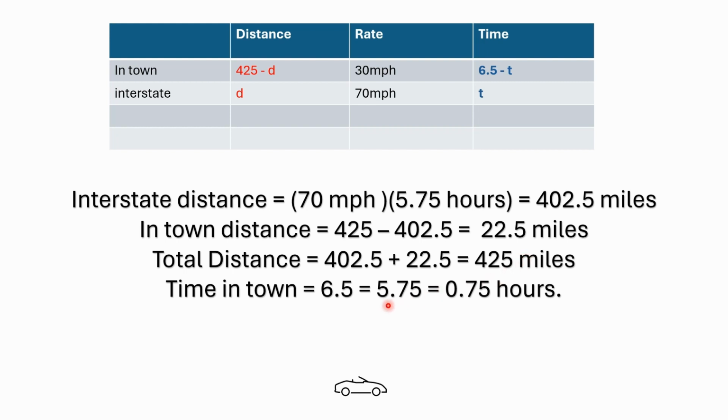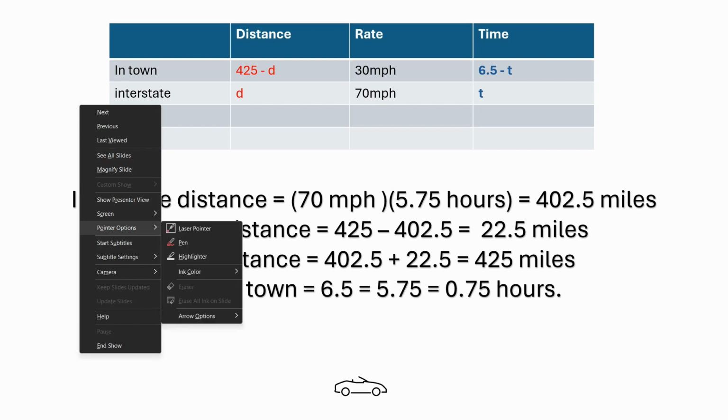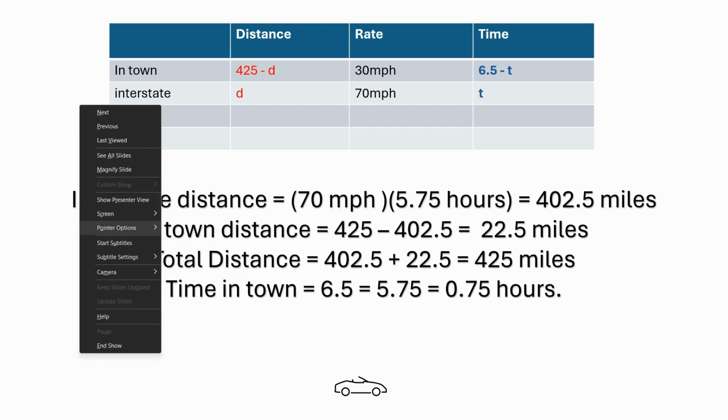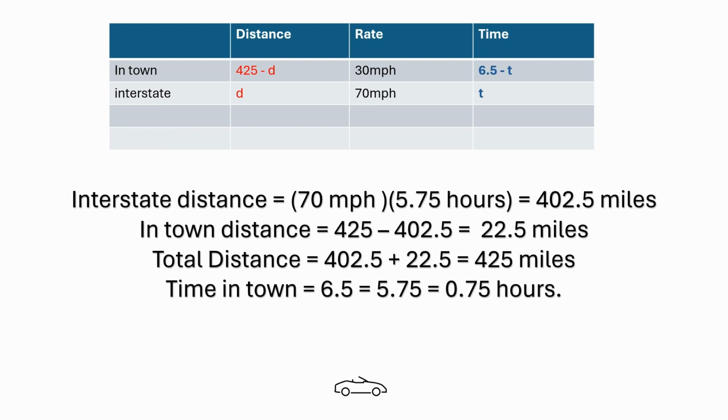And then it's really easy to, oh, I got a mistake here. I can see. We'll try to fix that. Try to make a pen here. That should have been a minus sign. Sorry, that's not an equal sign here. It should be a minus. But the time in town is equal again to the total time minus the time on the interstate. So it's 6.5 minus 5.75 equals 0.75 hours. So the time driven in town.